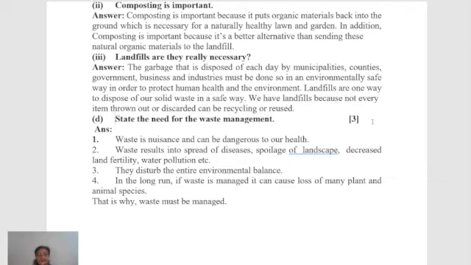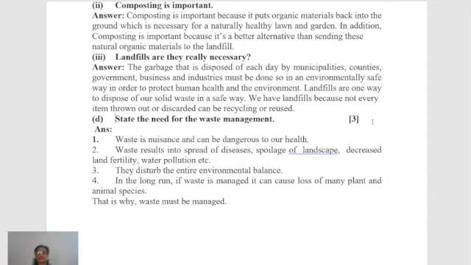So it is dangerous. Number two, waste results in the spread of several diseases. On the other side, spoilage of landscape, decreased land fertility, water pollution, air pollution. Okay, so to get rid of all this, we need to reduce the waste. For that, waste management is required.